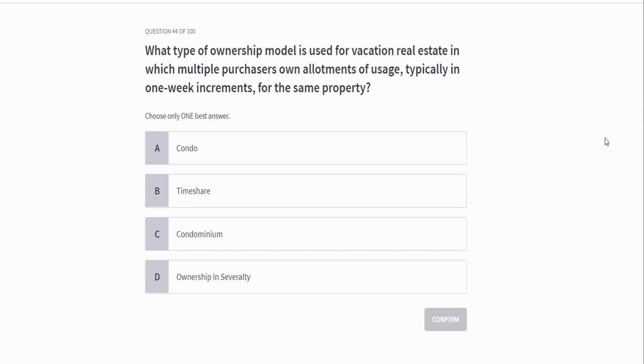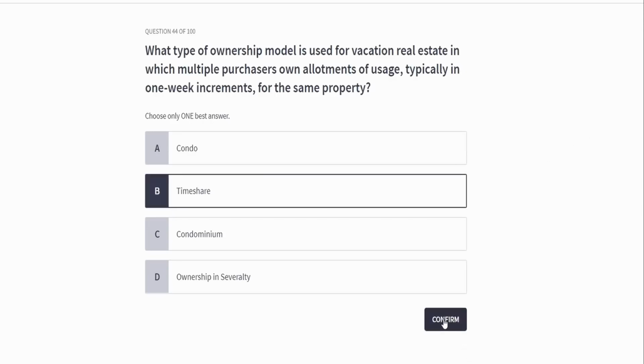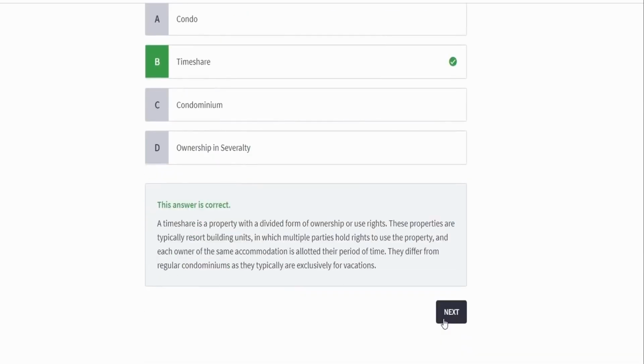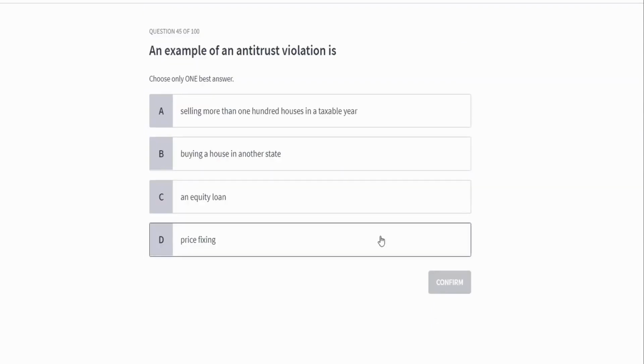All right, so this one's pretty straightforward, pretty easy one. What is the answer? It's going to be B. It's a timeshare. So a timeshare is a property with a divided form of ownership or use rights. These properties are typically resort building units in which multiple parties hold rights to use the property. Each owner of the same accommodation is allotted their period of time. They differ from regular condominiums as they typically are exclusively for vacations. So pretty self-explanatory, easy one there.